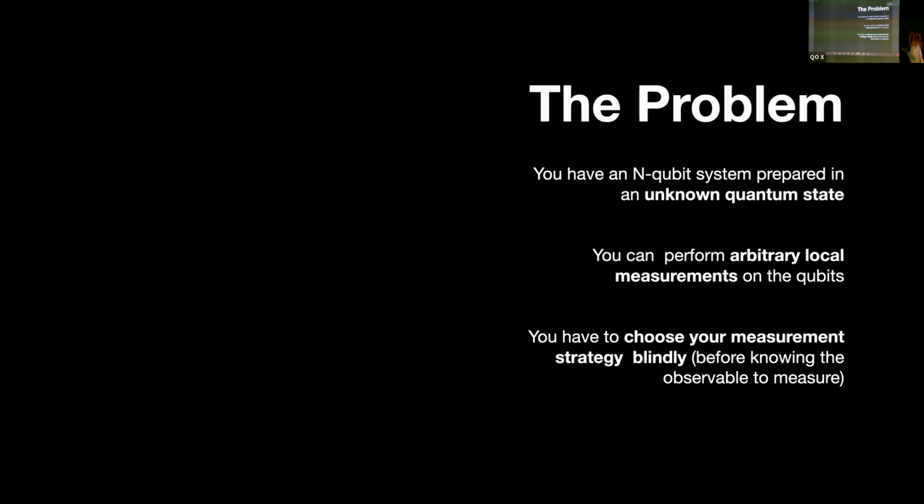Say you are given an n-qubit system prepared in an unknown quantum state. You also are allowed to perform arbitrary but local measurements on the qubits. But you have to choose your measurement strategy blindly. So you don't know beforehand what the observable is, or alternatively, you can think of the need of measuring different observables from the same data set.